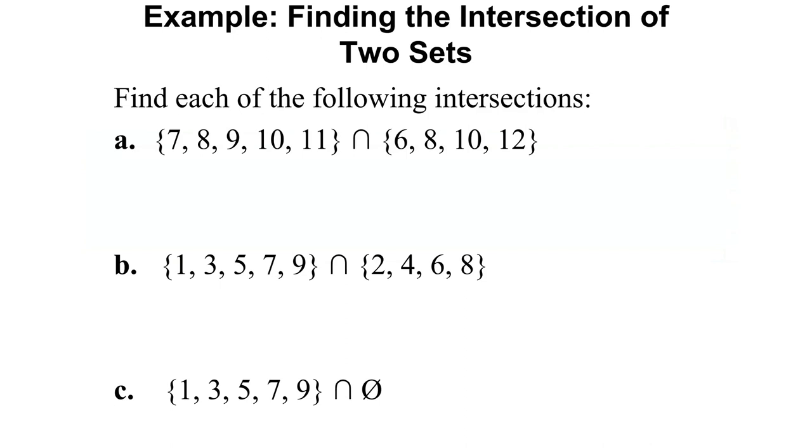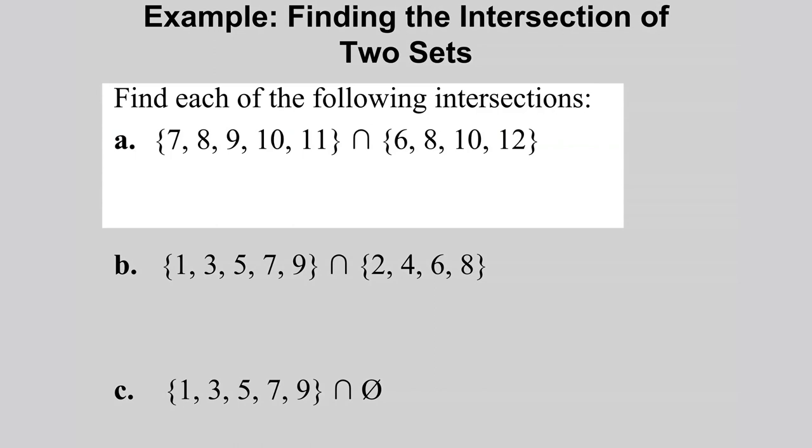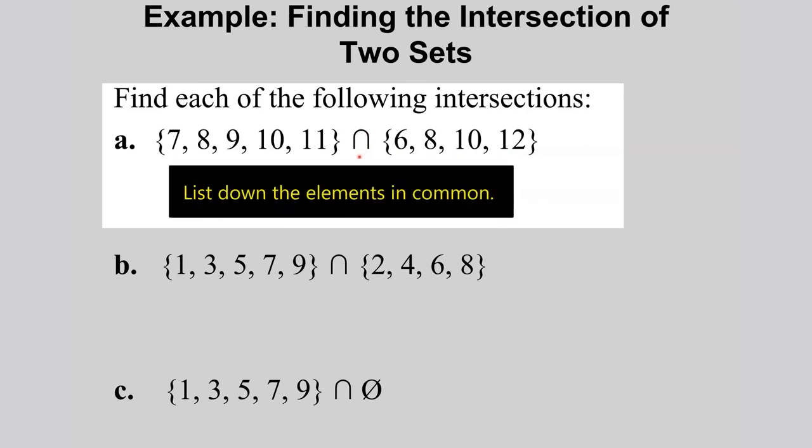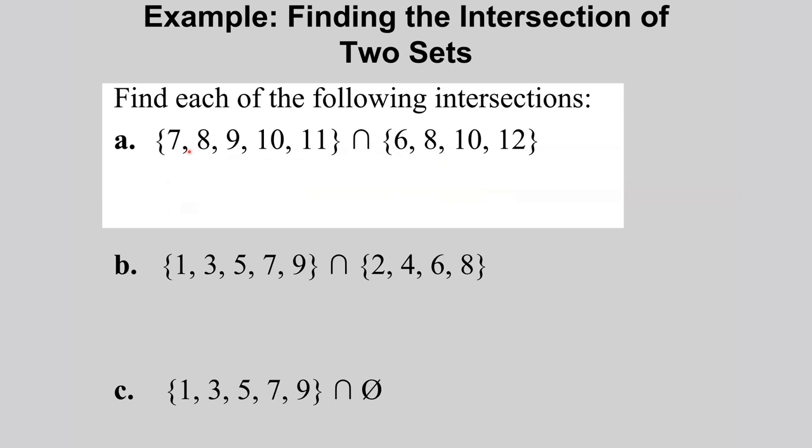Now, using the definition of the intersection of two sets, we want to find the following intersections. For letter A, we're given this set and this set. We want to find the intersection. Again, when you say intersection, it is elements common to both sets. So you just have to compare the elements here. Is 7 found in here? No. But 8 is here on this set and also in this set. So therefore, 8 is in the intersection. Also, 9? No, it's not common. 10 is common. 10 is an element of the first set, and an element also of the second set. 11 and 12 are not. So therefore, the intersection is the set containing 8 and 10. These two numbers here, 8 and 10, are common to both sets.